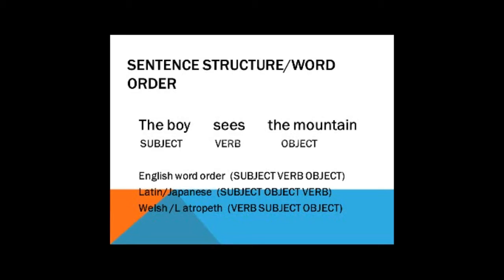So the equivalent sentence in a subject, object, verb language in terms of order would be, the boy the mountain sees. That's how you would order the constituents. And then you have your verb initial languages, verb, subject, object: sees the boy the mountain. Example languages, Celtic languages such as Welsh, and indeed Latropeth, my language, is actually a verb, subject, object language. There are other possible word orders, but they tend to be a lot less common in the languages of the world. So I'm just illustrating these three.